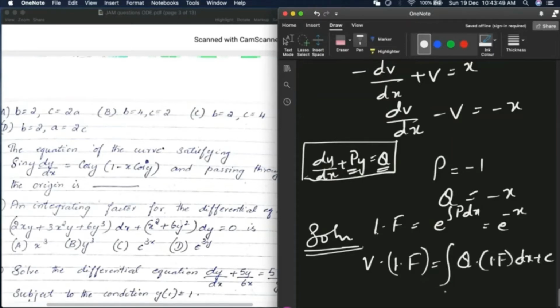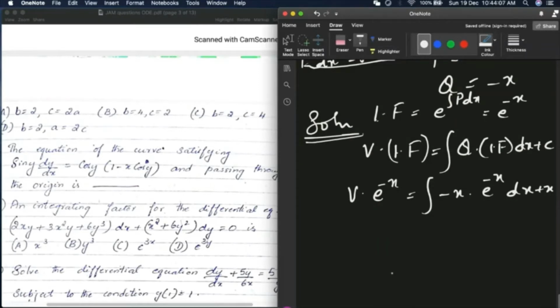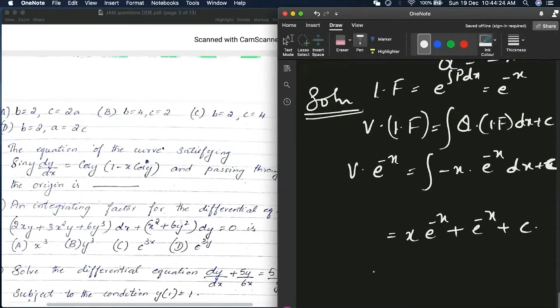I've given this last time. We have done one problem also, I think. So it is v into e raised to minus x is equal to integral minus x into e raised to minus x dx plus C. And again, integration by parts gives x e raised to minus x plus e raised to minus x plus C. Now you have to go back to v. v is 1 by u, and u is cos y. So it is e raised to minus x divided by cos y is equal to x e raised to minus x plus e raised to minus x plus C.